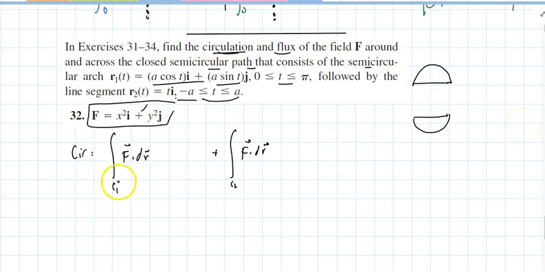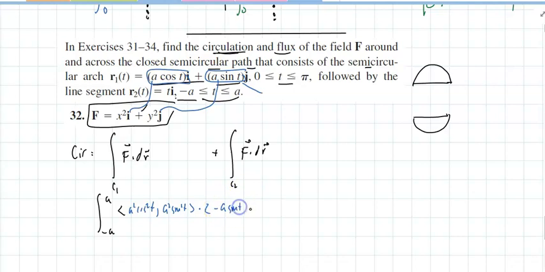Well, let's see. If I take the integral from negative A to positive A of F, what is F? Well, for C1, you're going to take this and throw it right there. That is A squared the cosine squared of t, and you're going to take this and throw it right there. That's going to be A squared the sine squared of t, dotted with, what's dr? In this case, if you take a derivative, that is negative A the sine of t, and A cosine of t, dt.